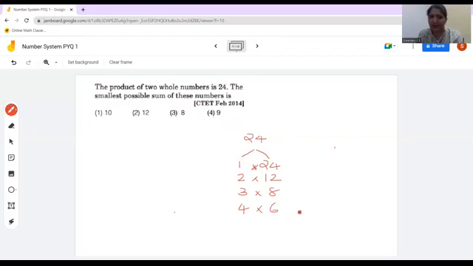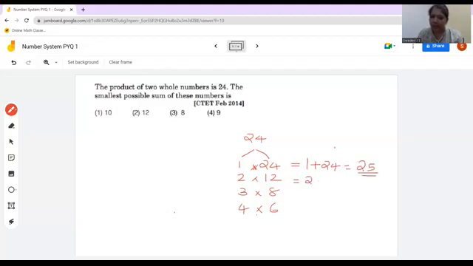Then it is said, the smallest possible sum of these numbers. When you add them, which is the smallest sum we are getting? We can check by adding them. First case, 1 plus 24. Two numbers are 1 and 24. When you add them, we get 25.